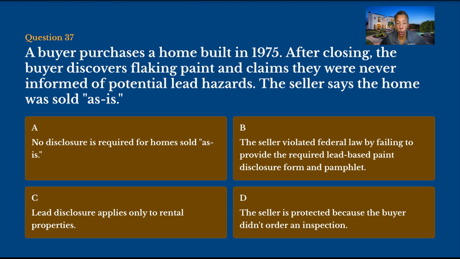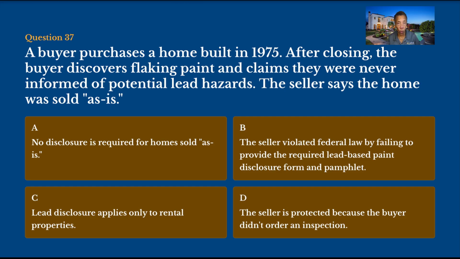So A, no disclosure is required for homes sold as is. B, the seller violated federal law by failing to provide the required lead-based paint disclosure form and pamphlet. C, lead disclosure applies only to rental properties. And D, the seller is protected because the buyer didn't order an inspection.